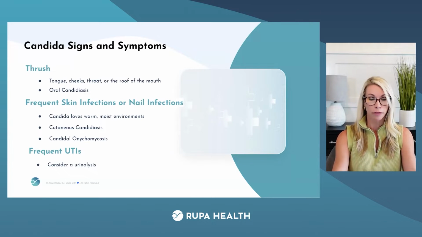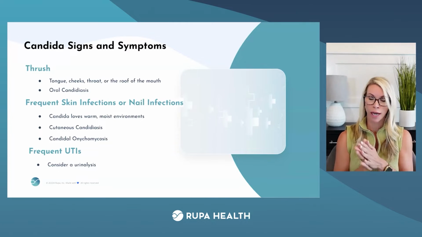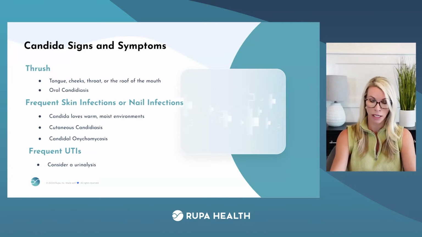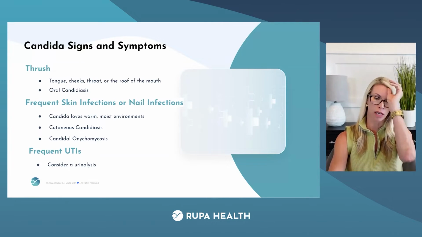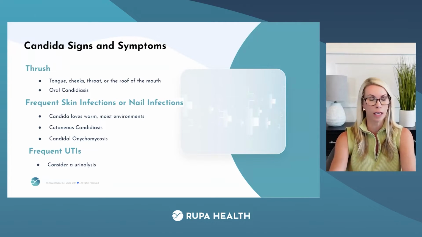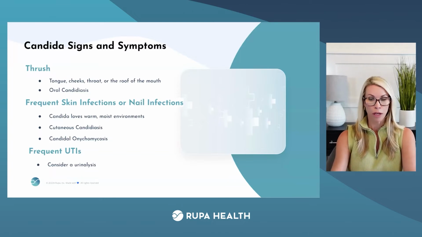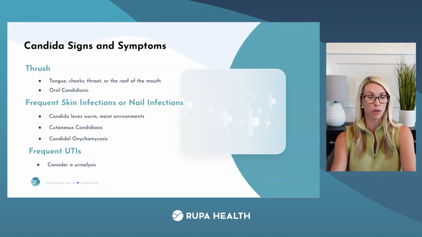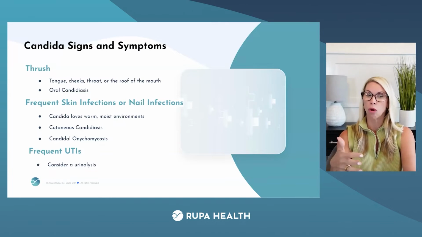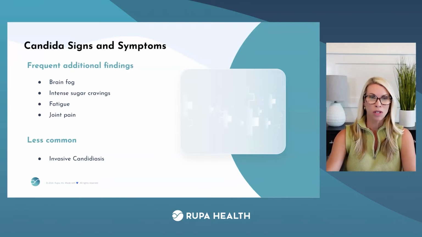Also, think about frequent UTIs. Now, we know that UTIs are most commonly caused by bacteria, right? I think 80 to 85% it's estimated of UTIs are caused by E. coli. But you can also get Candida albicans overgrowth in the urinary tract. And so you can have a UTI that's actually caused by Candida. So just doing a simple urinalysis is going to tell you, is it perhaps Candida, or is it another bacteria like E. coli? Some additional signs and symptoms that we typically see are going to be things like brain fog, especially.